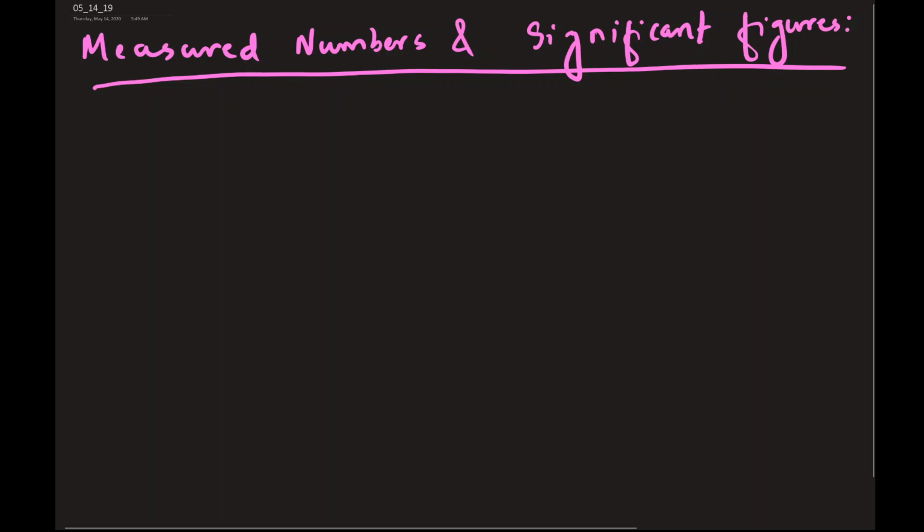So in this section we will discuss measured numbers and significant figures, right? So measured numbers. What is a measured number? Well, I could ask you, what is the distance between Greensboro and Winston-Salem? Anybody from Winston-Salem? Okay, so what is the distance between Greensboro and Winston-Salem?